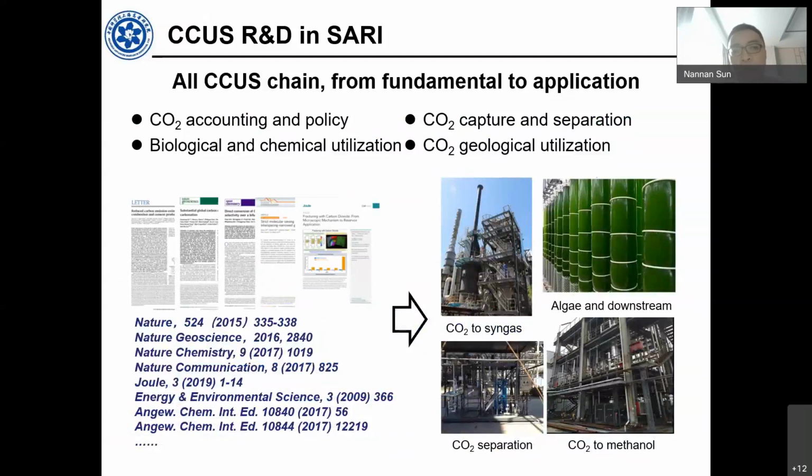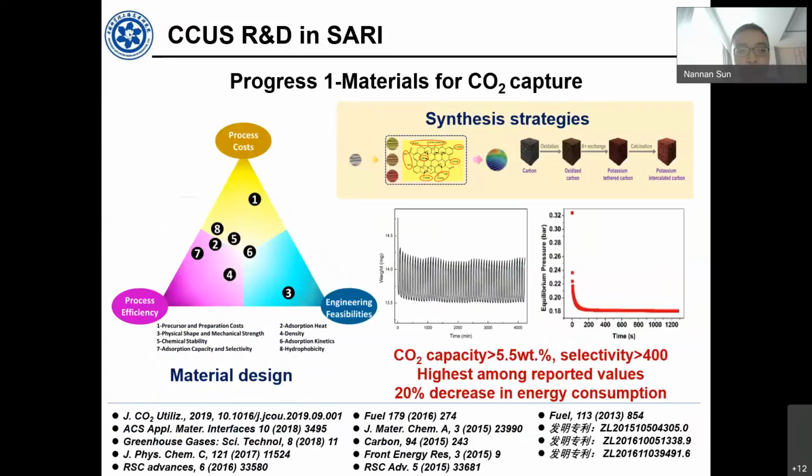Next, I will briefly introduce some of our work on CCUS. We are one of the earliest teams in China working on CCUS. In the past decades, we have focused on almost the whole CCUS chain, from fundamentals to applications. We have published some high-quality papers in this area, and we also have some technologies moved to demonstration or even close to commercial use. I will give you some brief examples of our work.